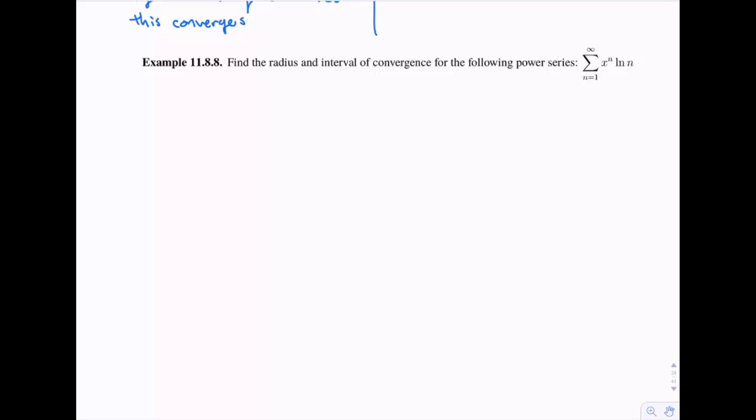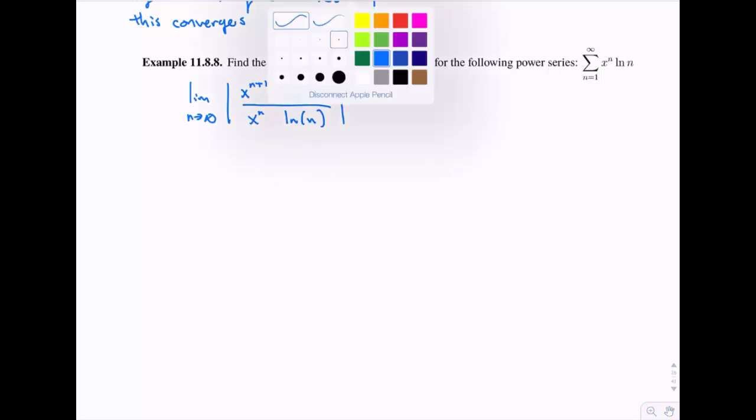So let's go ahead and get some more practice here. Again, we're trying to find the radius and interval of convergence, different series. So this is a sum from n equals 1 to infinity of x to the n times the natural log of n. So again, as usual, I'm going to start with the ratio test. The ratio test is going to help me find the open interval of convergence.